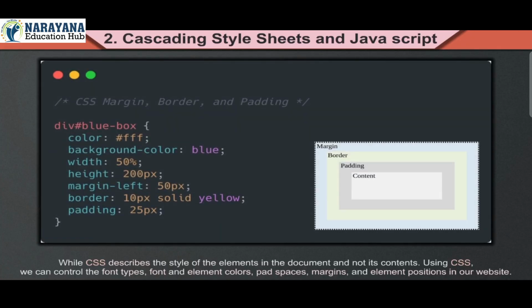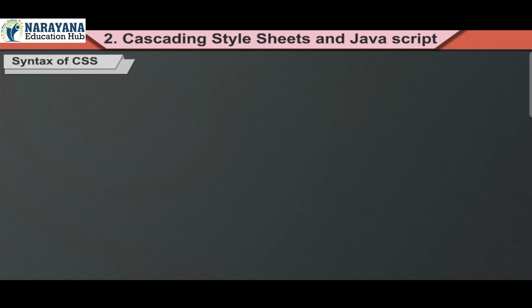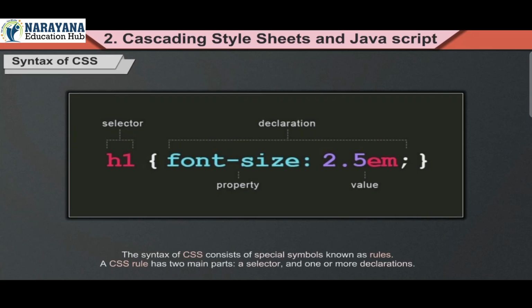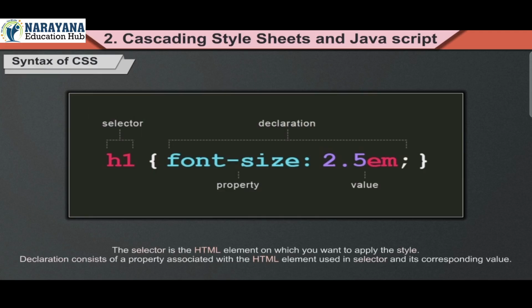Using CSS, we can control the font types, font and element colors, padding space, margins, and element positions in our website. Syntax of CSS. The syntax of CSS consists of special symbols known as rules. A CSS rule has two main parts, a selector and one or more declarations. The selector is the HTML element on which you want to apply the style.